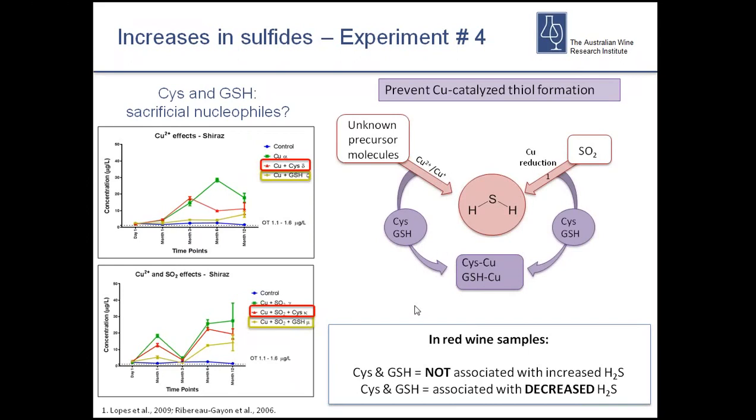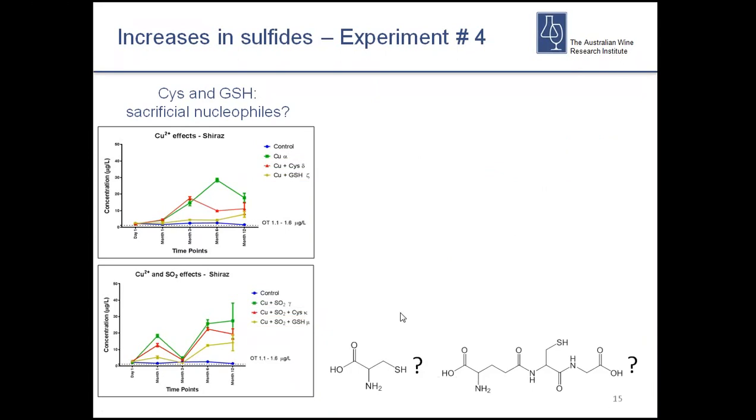Because if you look at these molecules, you can see that cysteine, which has decreased the hydrogen sulfide concentration, has only got a few functional groups that can actually bind to your copper. So that might explain why it's not completely removing the copper from the system, but only slightly reducing its effect. Whereas the glutathione has got a lot more functional groups that can bind to the copper, and that can actually completely encapsulate the copper and remove it from the wine and prevent it from binding any further.